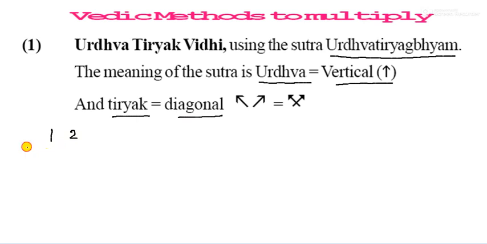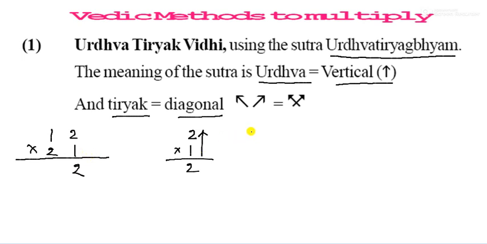You can see here 12 multiplied by 21. First one is vertically upward, that one is the unit place. So vertically upward means the first step, that is 2 into 1, you can multiply. It is 2, so you can write here 2.